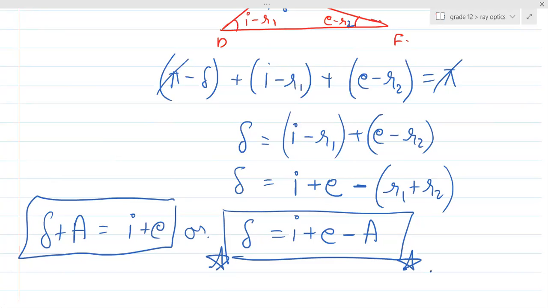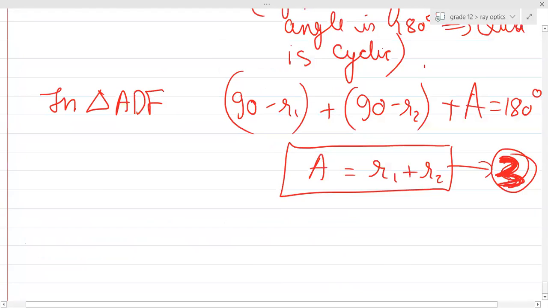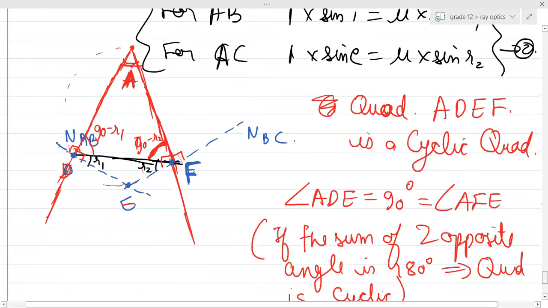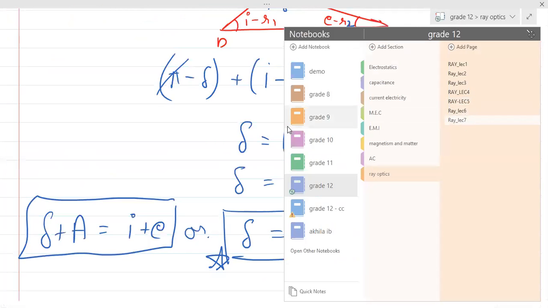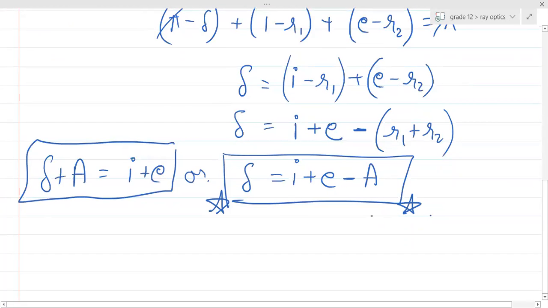So basically, this is the formula for delta. So how did we get R1 plus R2 equals A? Because in the last class we did the derivation. Remember? Okay, fine. So this is the formula for the deviation angle. Is it clear? Is it clear, guys?